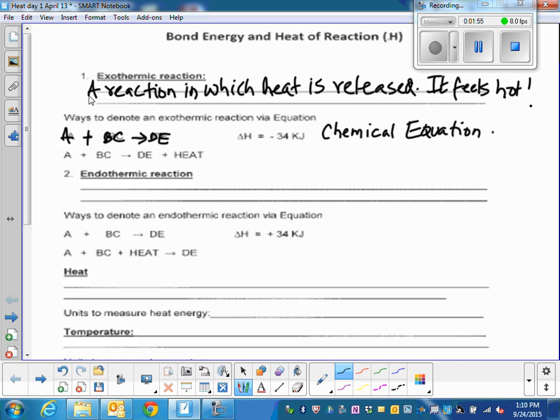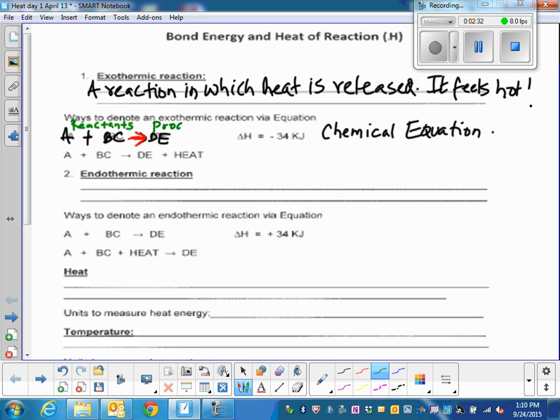Now, the arrow is the most important part, all right? So now, what are things A plus BC to the left of the arrow called? Reactants or products? What is formed afterwards is a product. These are called reactants. Write that down. They are called reactants. And what is the DE called? DE is called a product.